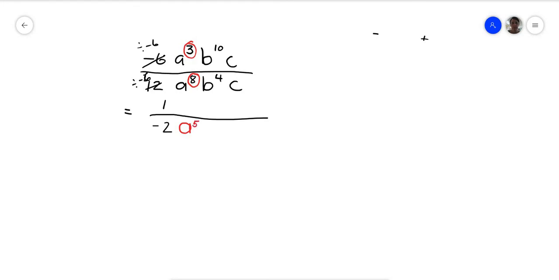Now I'm looking at B. The highest power here is at the top with b raised to 10, and here b is raised to the power of 4. Oh my goodness, no, sorry. Let me just erase that quickly. Okay, so here, b at the top is the biggest. I'm going to say 10 minus 4, which is now 6.